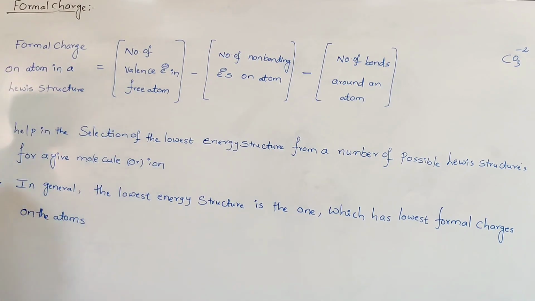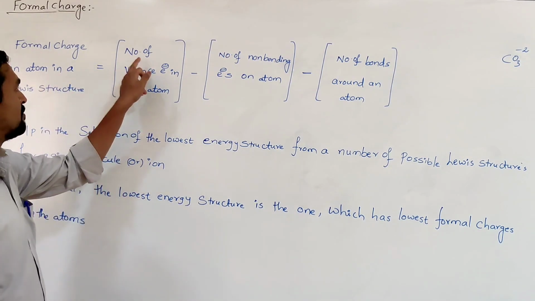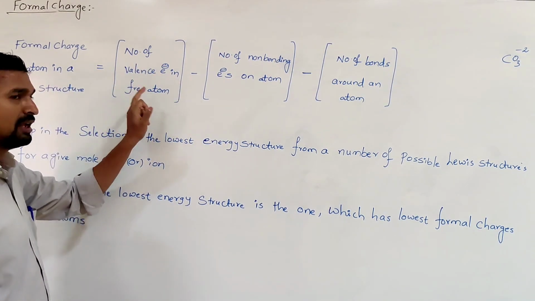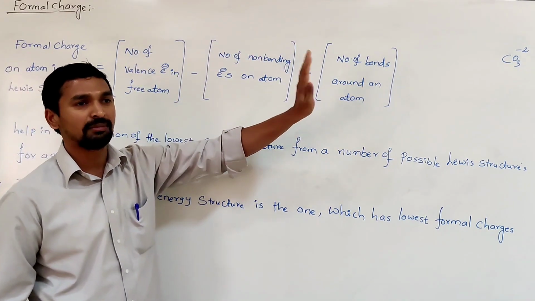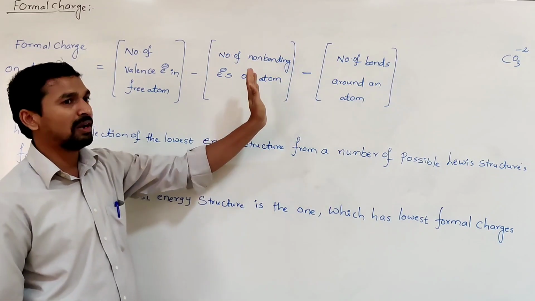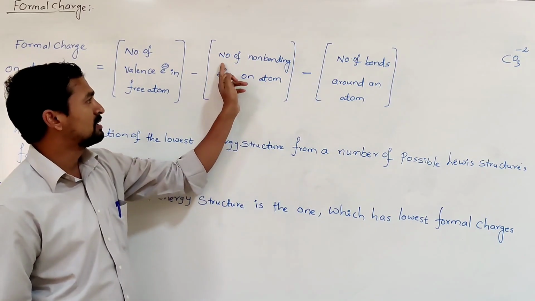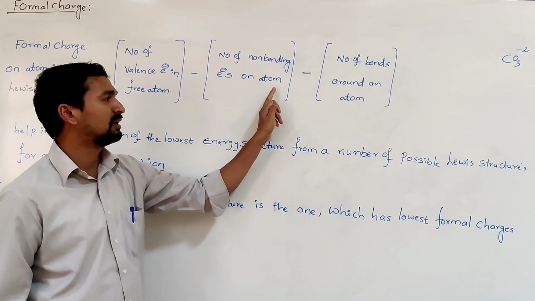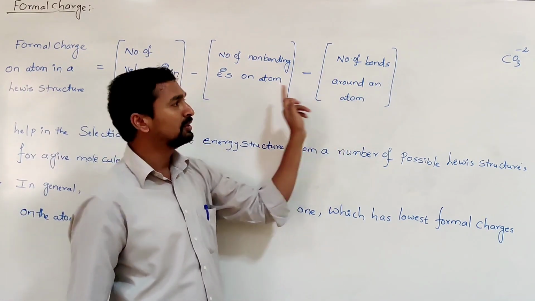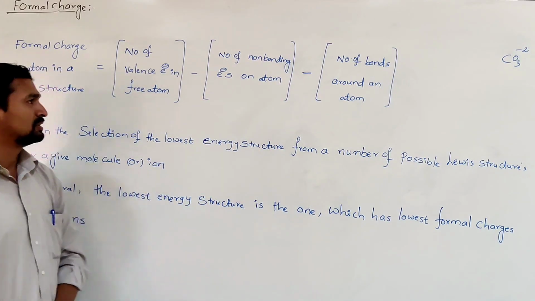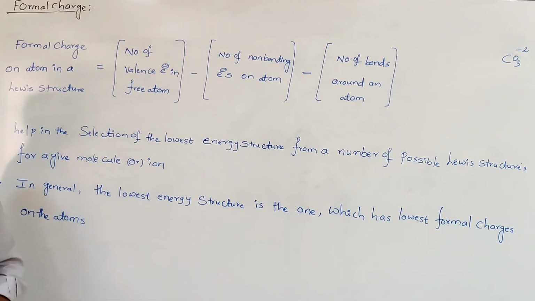Now the formula of the formal charge: the formal charge of an atom in a Lewis structure is equal to the number of valence electrons in the free atom minus the number of electrons assigned to the atom in the Lewis structure. The electrons are assigned in two ways: the number of non-bonding electrons on the atom and the number of bonds around the atom. So from the difference of these three, we get the formal charge.